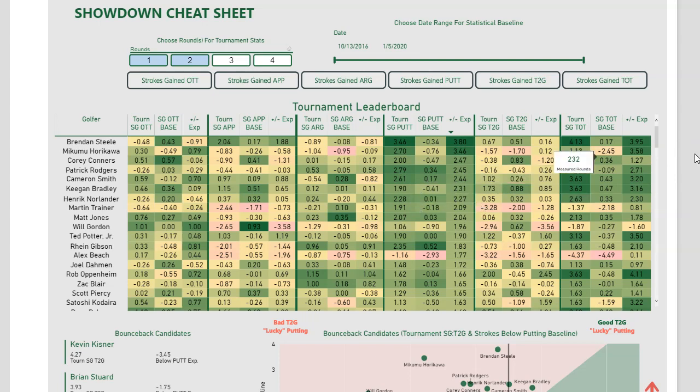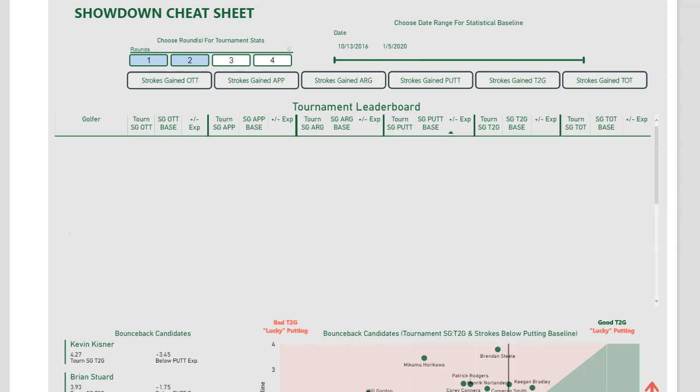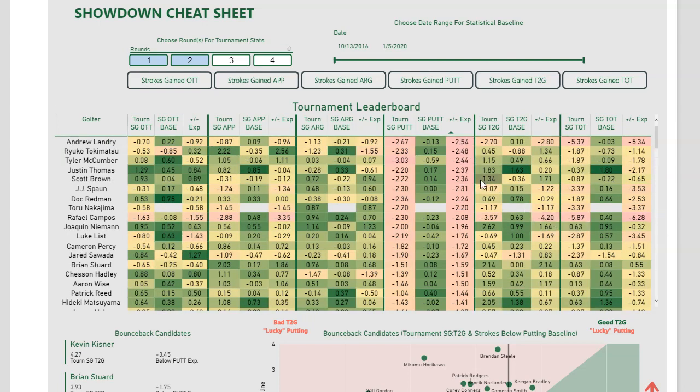Keegan Bradley, above expectation. Or you can go the other way and say, give me the guys who are the most below expectation. Andrew Landry was a complete disaster, losing 2.5 shots per round under his expectation, under his baseline. He didn't play well tee to green.